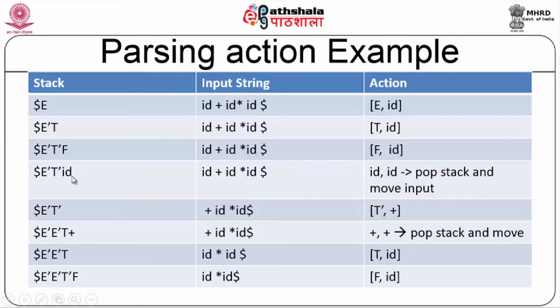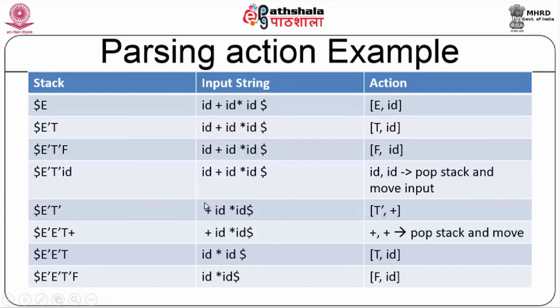Now, ID is on the stack and ID is in the input string. Therefore, ID comma ID is a terminal comma terminal match. So, I pop the stack, and I move my input symbol by one position to the right. Here I have popped the stack, so ID is removed, and once I move the input position to plus, this ID no longer exists. Now, T dash comma plus.